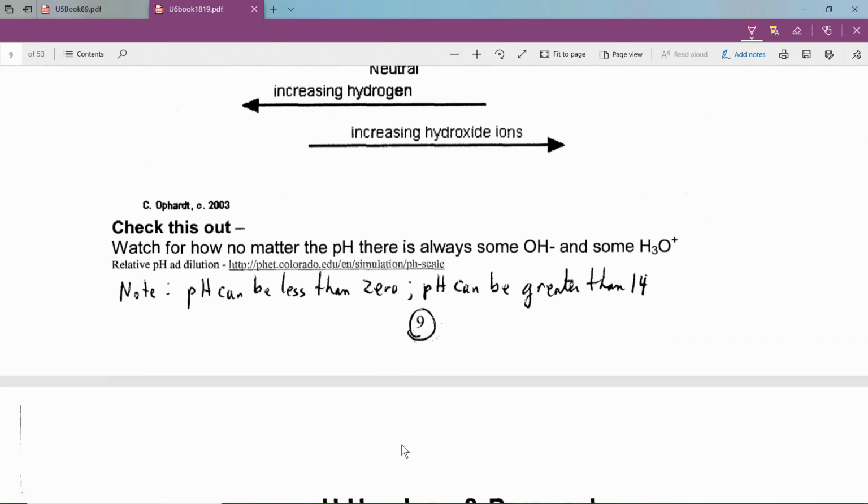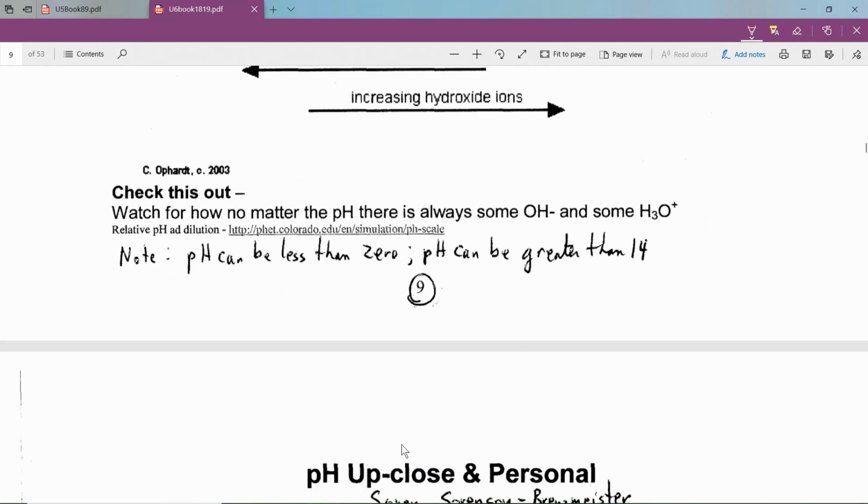So there you have it. Check this out. Watch for how no matter the pH, there is always some OH minus and some H3O plus. And note, pH can be less than 0. You might have done this before in junior high and said, oh no, it can only be between 1 and 14. That's not true. Usually in a practical way, we don't have discussions of pH less than 0, because then you're talking about really concentrated stuff. But you could, for example, a 10 molar HCl solution, the pH will be -1. And pHs can also be greater than 14.